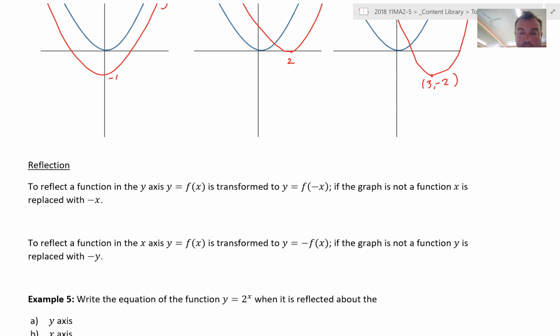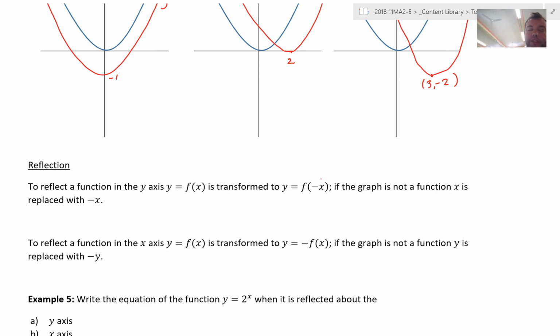We've also got reflections. This means as though it's reflected in a mirror or it's flipped over. Now, if I take my y equals x squared and reflect it about the y-axis, it looks the same because it's symmetrical. So that's not much help to us. We'll look at some different things. Now, to reflect a function in the y-axis, the vertical axis, I flip it like that. What I do is I replace the x with a minus x.